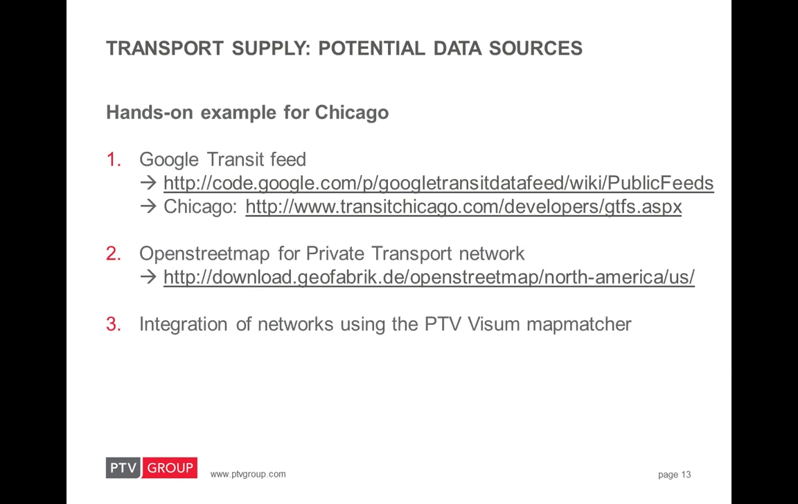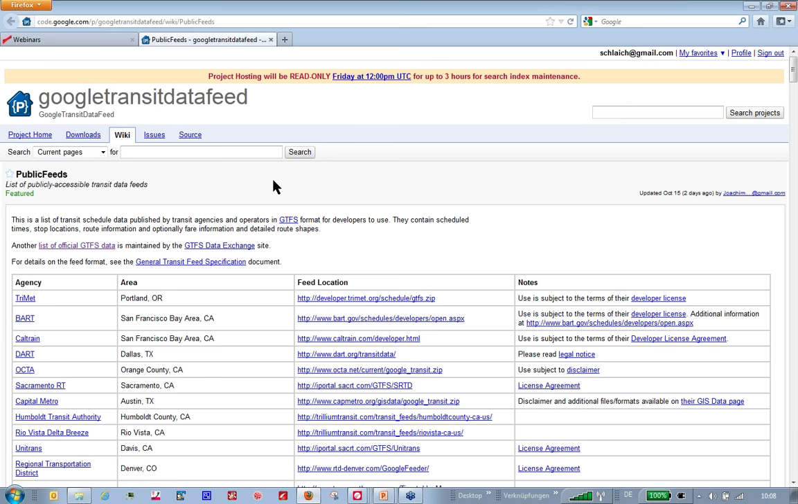Now let's have a look at a hands-on example. I chose the city of Chicago because the data for Chicago is openly available on the web. You can navigate to the Google Transit data feed website, and there you find a long list of cities where you can download the Google Transit feed.